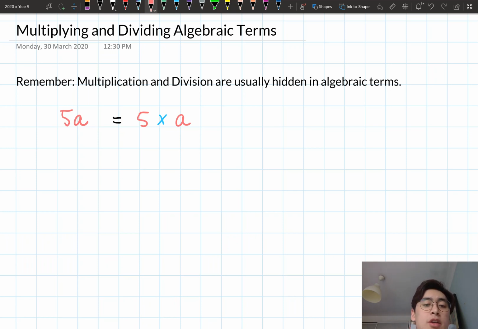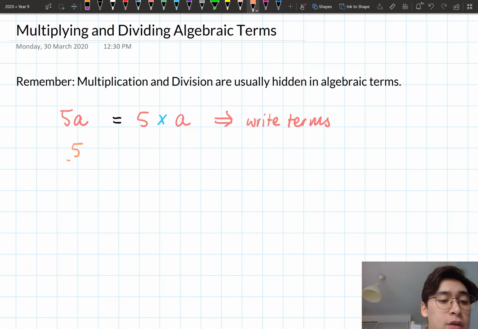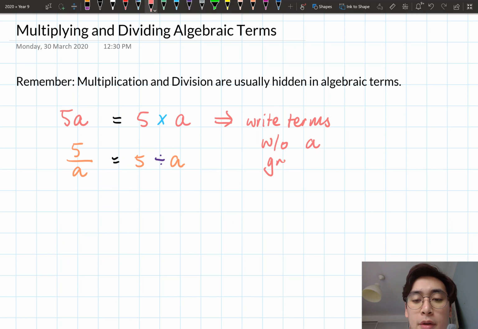So when we do multiplication, we are going to just write our terms together. That's what we do usually when we deal with multiplication in algebra. In the same way, when we write division, we don't usually write a division symbol. Often what you'll see is something like this. You'll have 5 over a. And that tells me I'm doing 5 divided by a. So what we're doing is we're writing terms without a gap. Ooh, I can't spell. Without a gap.